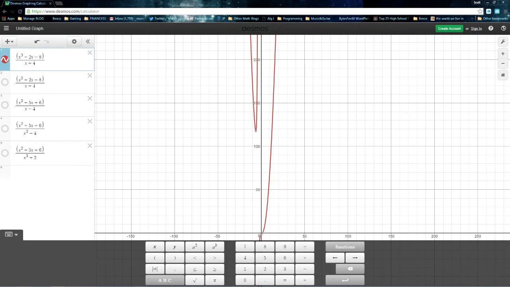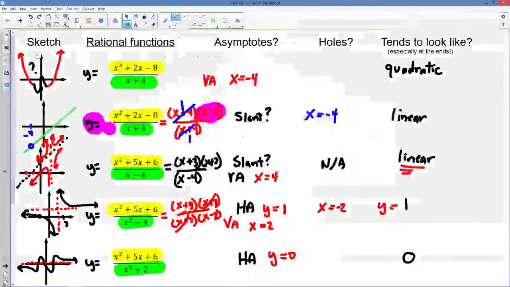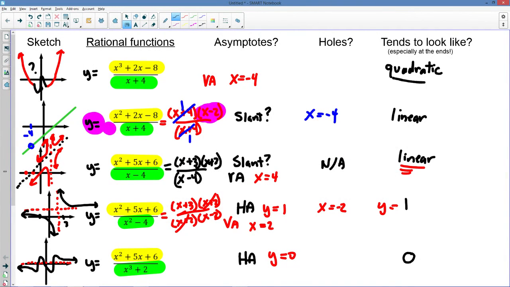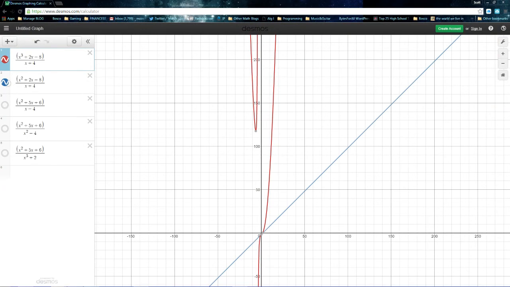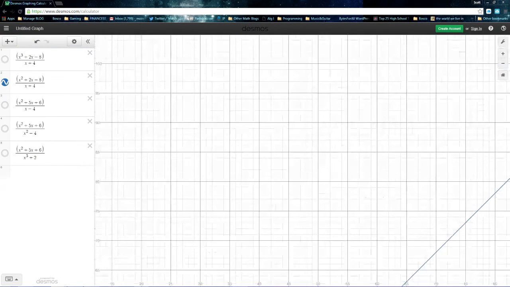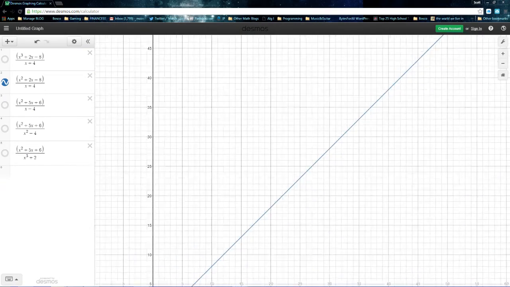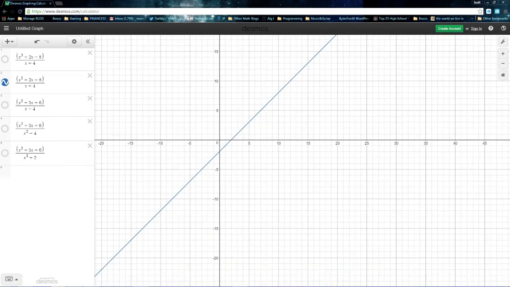But we were right when we guessed about the parabolic shape, right? So here we said it was quadratic. So it looks like a parabola. The next one should look like a linear function, right? And with a hole, we're not going to see the hole, so we just should see a line, and we do, right? So if I go here, turn the first one off, there it is. And it's zoomed way out, so we're not going to really see the y-intercept too easily. There we go. Okay, exactly what we expected.